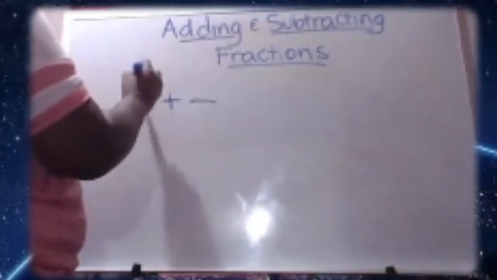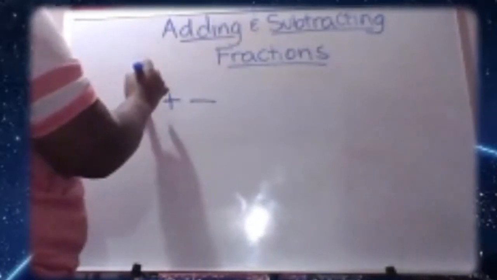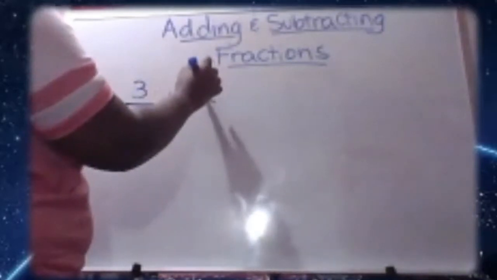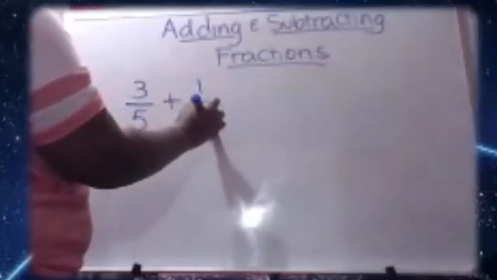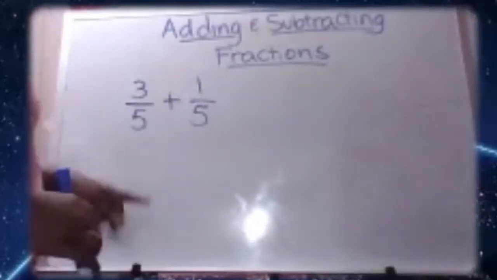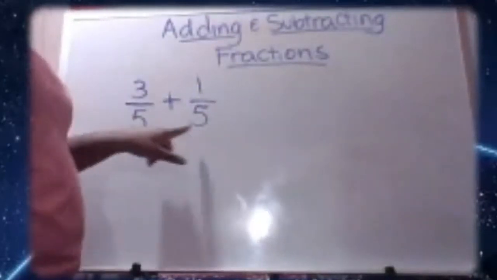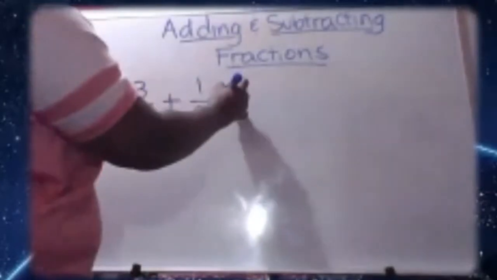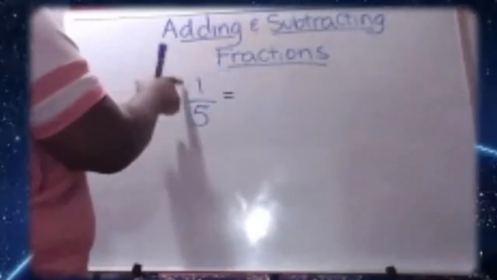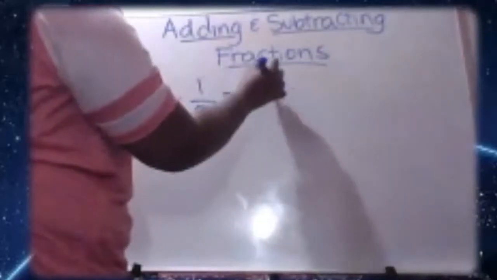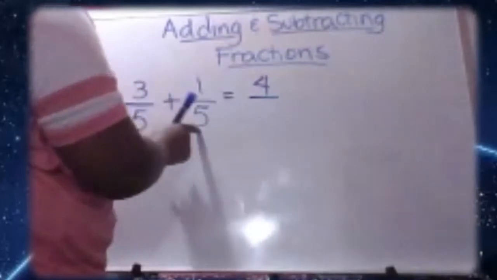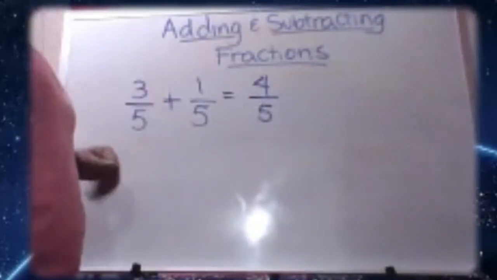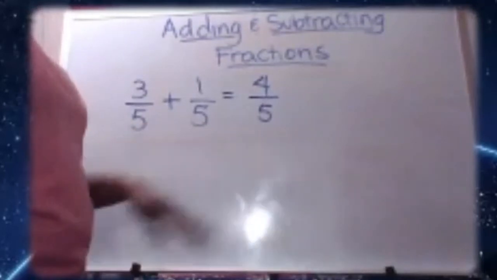So for example, if we have 3 over 5 plus 1 over 5, we can add these two fractions once the numbers, which are called the denominators, are the same. And we do that by adding the numbers that are on top. So we have 3 plus 1, which gives us 4. And we keep this number on the bottom, whatever that number is. So our answer for this would be 4 over 5.